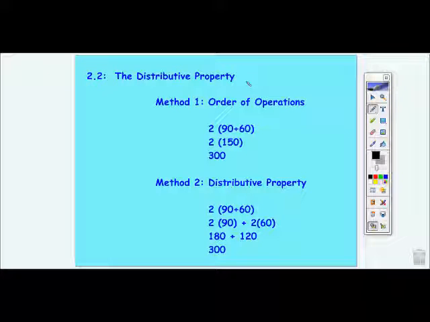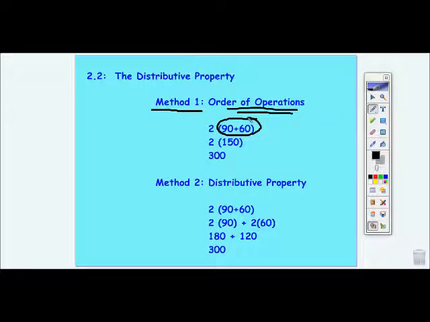About the distributive property. I'm going to point out two different methods for the distributive property. The first method is the order of operations. Now the order of operations, however, only works when you're talking about numbers, when there are no variables involved, because you can go ahead and do parentheses first and simplify that.